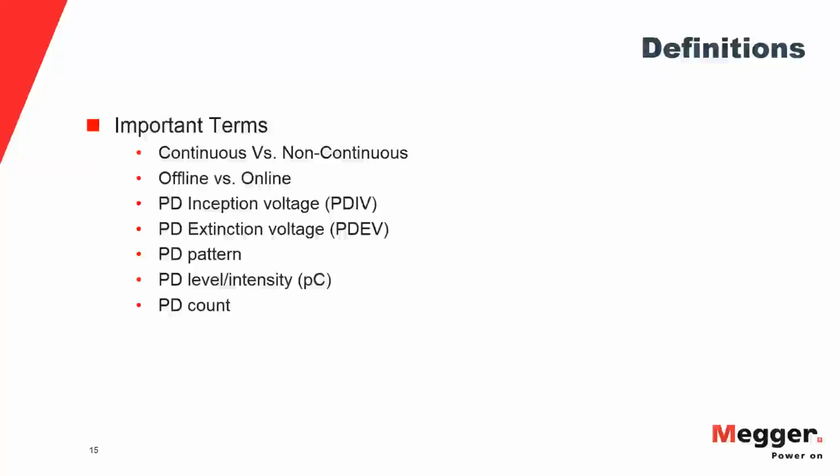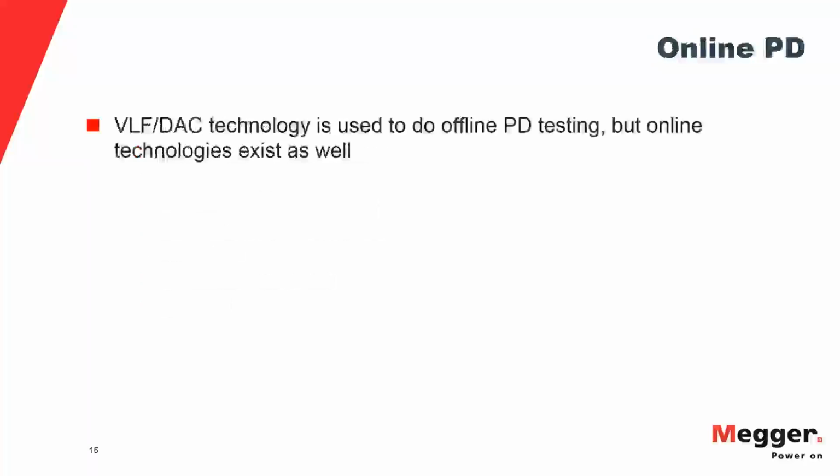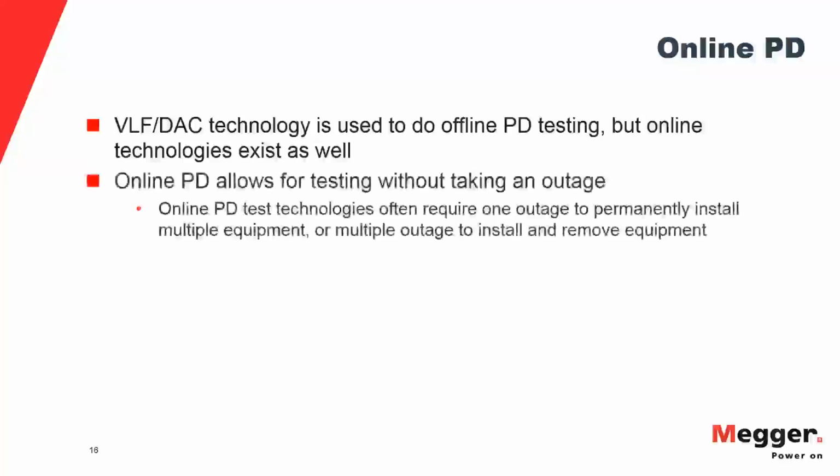Offline versus online. Offline testing requires a separate power source, and it usually requires you take a planned outage. Online testing, you may need an outage to install some equipment, but once the equipment's in there, you can measure PD periodically. And we'll talk about that in a minute as well. PD inception voltage, that's the voltage that we have to raise, come up to start seeing partial discharge.